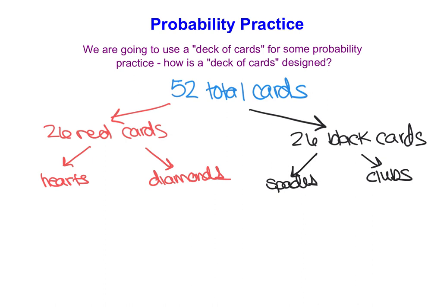suits. If we do that, 52 divided by 4 or 26 divided by 2, we end up with 13 hearts, 13 diamonds, 13 spades, and 13 clubs. So we have 13 cards within each suit. Now, the last thing you need to know is what the cards within each suit are.